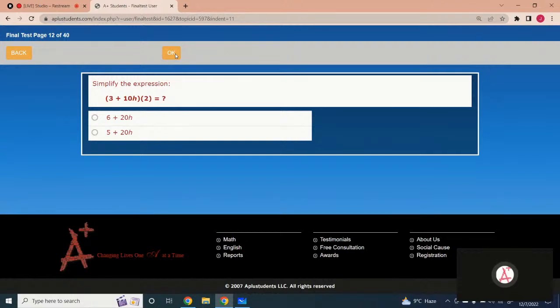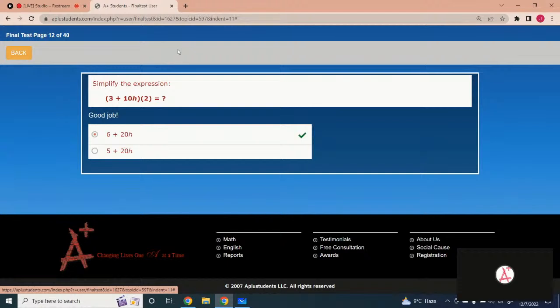You have to multiply the 2 with the numbers that are inside the bracket. So it would be 2 times 3 is 6 and 2 times 10 is 20. Yes, very good. The first option is the correct one. 2 times 3 is 6 and 2 times 10 is 20. That would be 6 plus 20H. Very good. Just select the correct option, then click on the OK button.